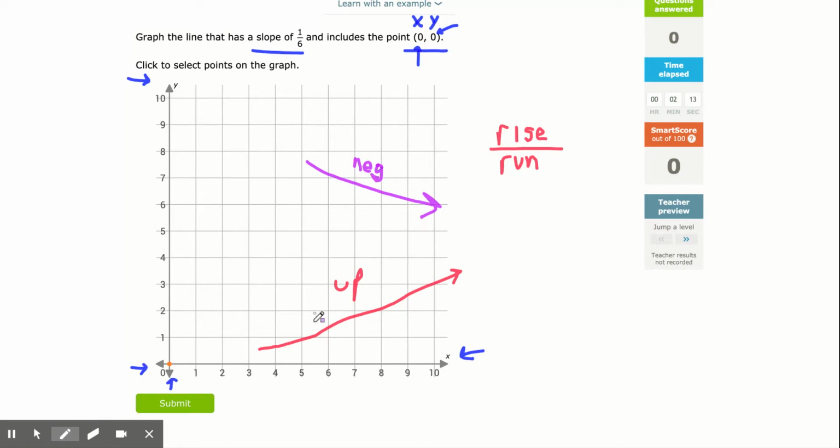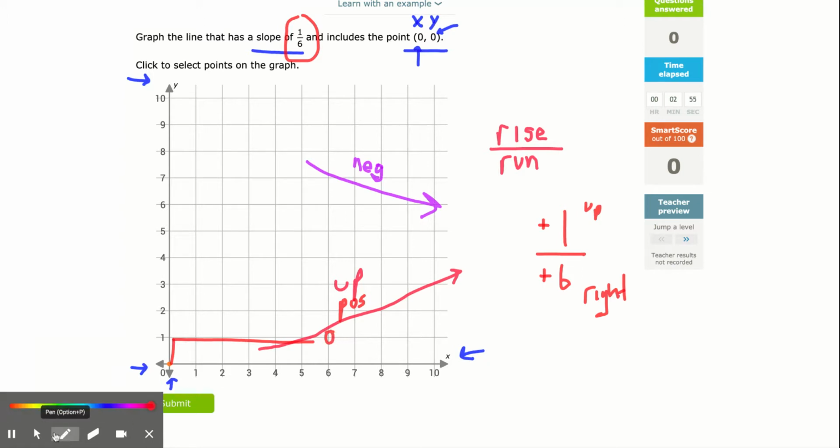So when you finally graph your final line, make sure you ask yourself, did I do a positive slope going up, or did I do a negative slope going down? This 1/6 is positive. So what I like to do is I think of the rise as a positive 1 and the run as a positive 6, which means positive 1 means I'm going to go up, and positive 6 means I'm going to go right. So I go from here, I go up 1, and I go right 6, and I'm going to graph that point right there. So I'm going to go from this point to right there and graph that point.